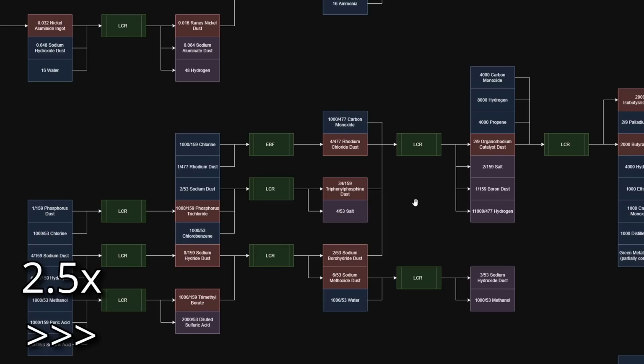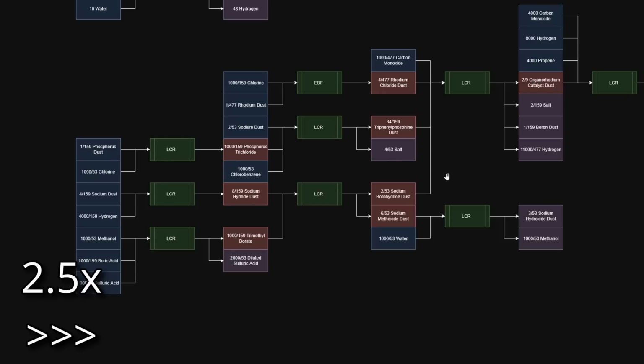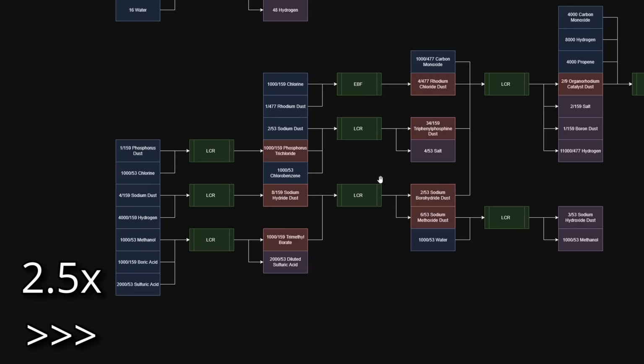Rhodium chloride comes from chlorine and rhodium. Triphenylphosphine comes from sodium, phosphorus trichloride, and chlorobenzene, and phosphorus trichloride comes from phosphorus and chlorine. The sodium borohydride dust is made alongside sodium methoxide dust, which is useless, so we mix it with water in an LCR to get sodium hydroxide and methanol. But these dusts are made from sodium hydride dust and trimethyl borate. Sodium hydride is made from sodium and hydrogen, and trimethyl borate is made from methanol, boric acid, and sulfuric acid.